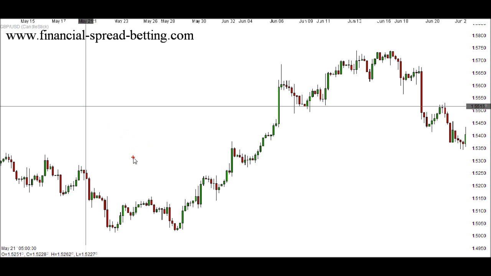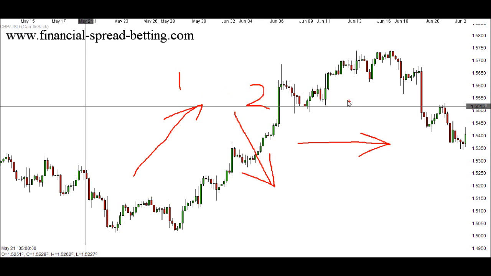Well, there's three. There's up, price could move down, and price can also move to the side, like so. So one of these three.